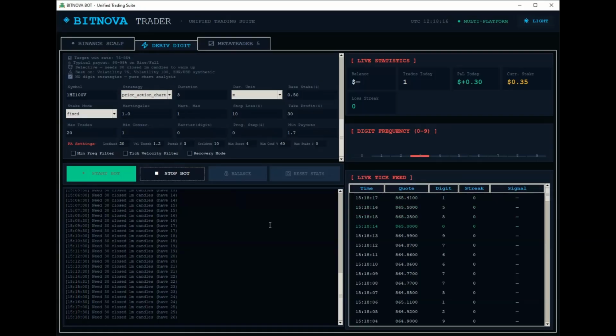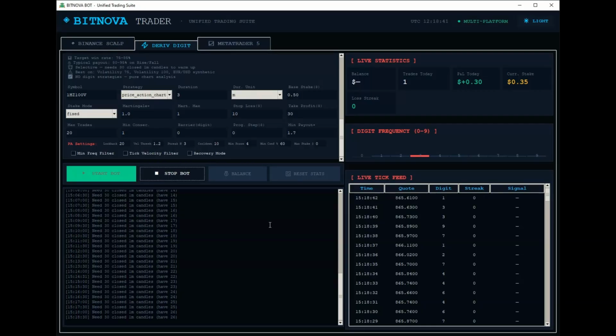BitnovaTrader connects to 3 of the most popular trading platforms in the world, all from a single desktop app. First, Binance. Spot and futures trading, with support for demo, testnet, and live accounts. You can run multiple strategies: EMA plus RSI trend following, MACD crossover momentum, Bollinger Band mean reversion, and stochastic RSI, all configurable, all with adjustable risk settings.